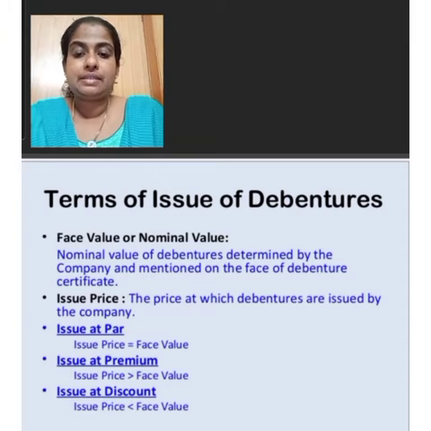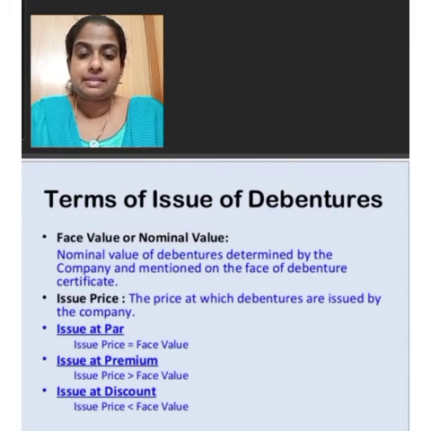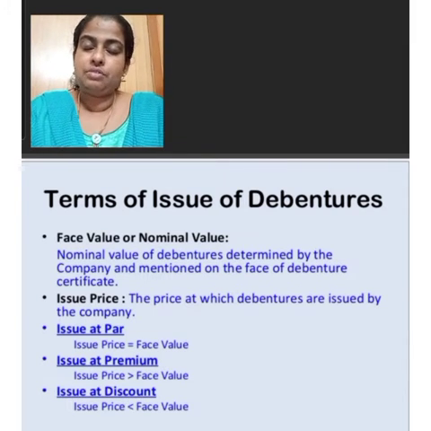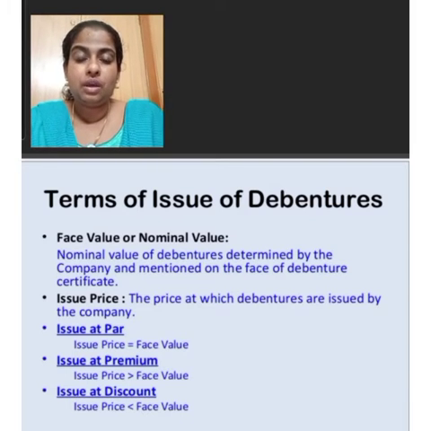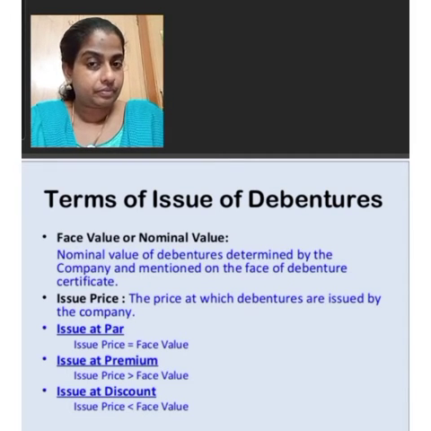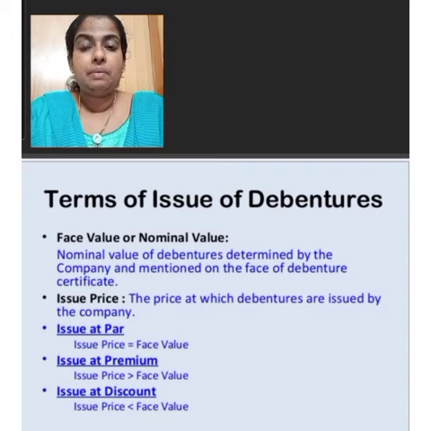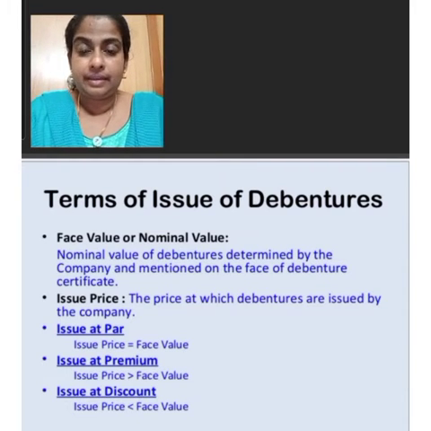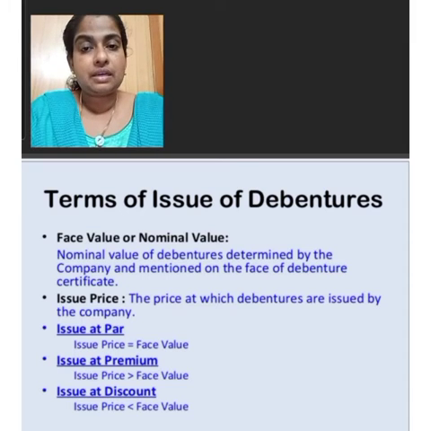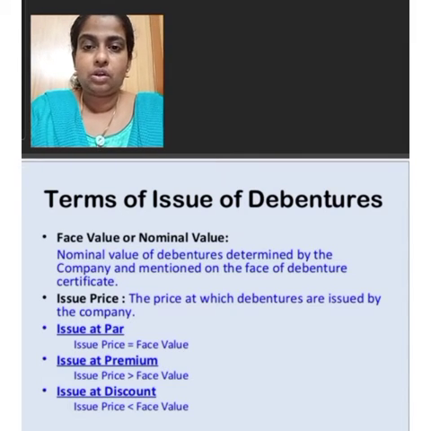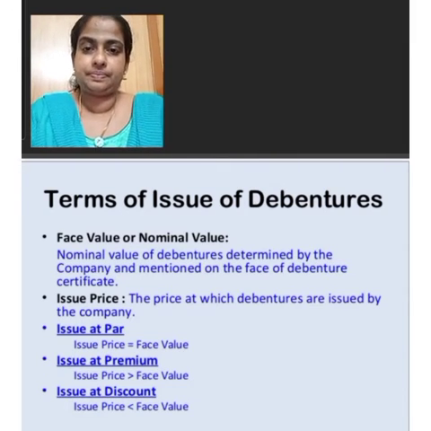Issued at discount means the issue price is less than the face value. For example, the face value of a debenture is 100 rupees, but the company decides to issue it at 90 rupees. That means these debentures are issued at a discount. There is a discount of 10 rupees.